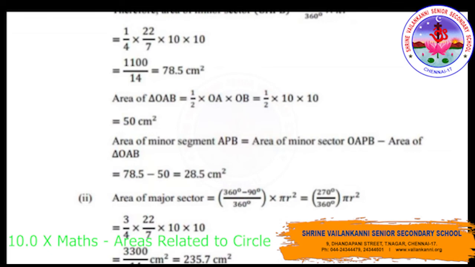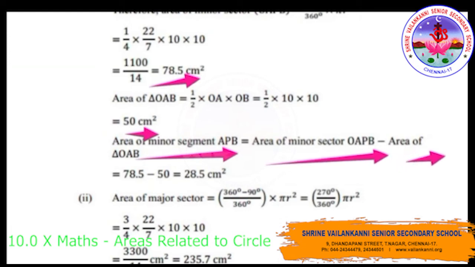Got area of the minor sector as 78.5 centimeter square and area of a right triangle OAB as 50 centimeter square. Area of the minor segment can be found out by area of the minor sector minus area of the triangle OAB, which is equal to 78.5 minus 50, which is equal to 28.5 centimeter square.